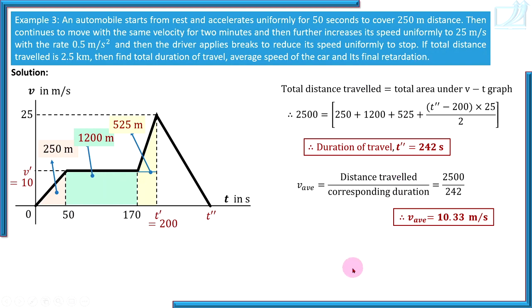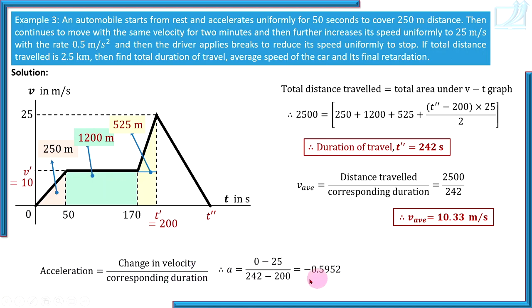And finally retardation. Retardation is in this portion, that in this duration 200 to 242 seconds. T double dash is 242 seconds. So in this duration retardation is change in velocity divided by duration. So it is negative acceleration, means it is retardation. So when you write retardation, don't say negative sign. Remember, if you write answer as acceleration, then use negative sign. And when you write answer as retardation, then negative sign is not required because negative sign is hidden in this word itself. Retardation means this acceleration is negative.